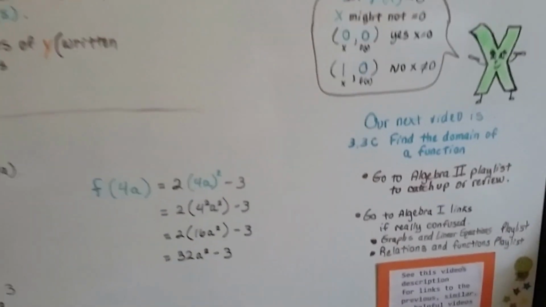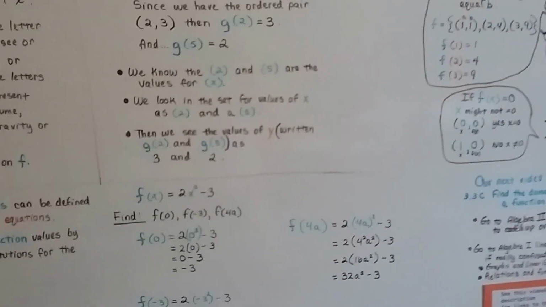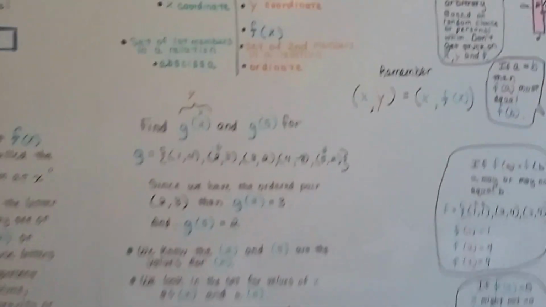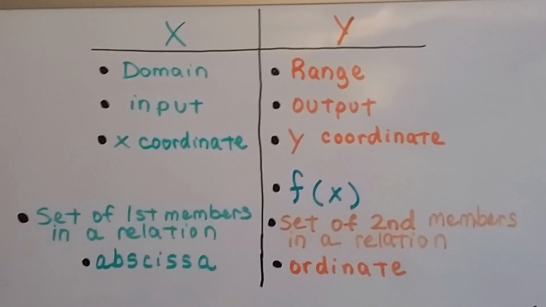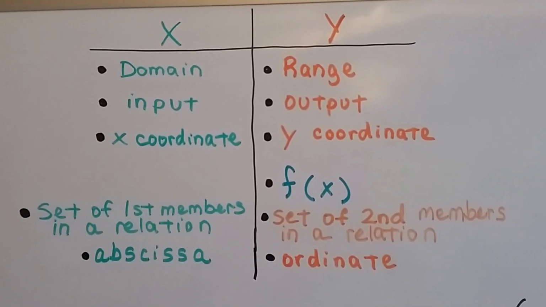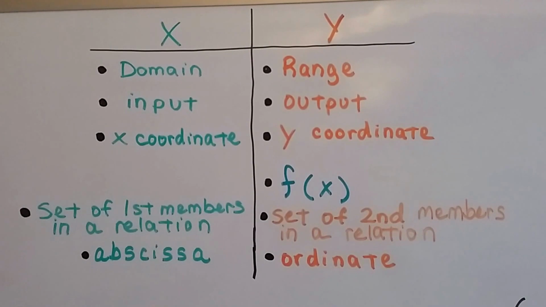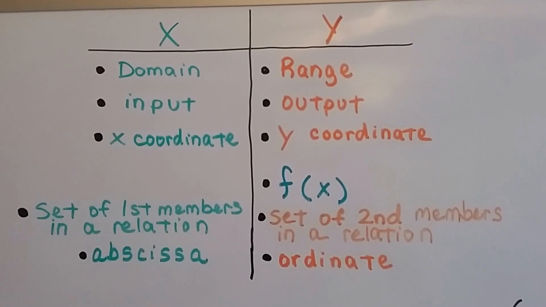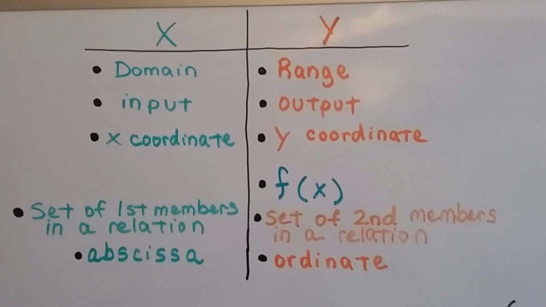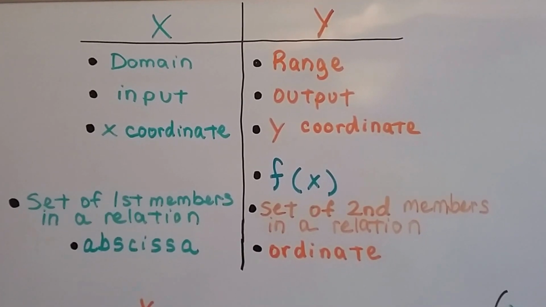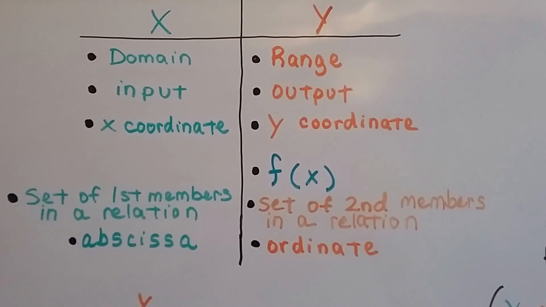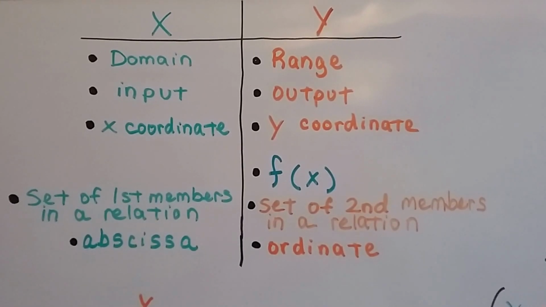Okay? Oh, all right, I know this is very, very confusing. If you remember my little chart, that might help you. And it might help to write this down. X values are the domain, the input, the X coordinate, the set of first members in a relation or ordered pair, and it's the abscissa. And the Y values are the range, the output, the Y coordinate, the function of X, the set of second members in a relation, like in an ordered pair. And it's also called the ordinate, all right?